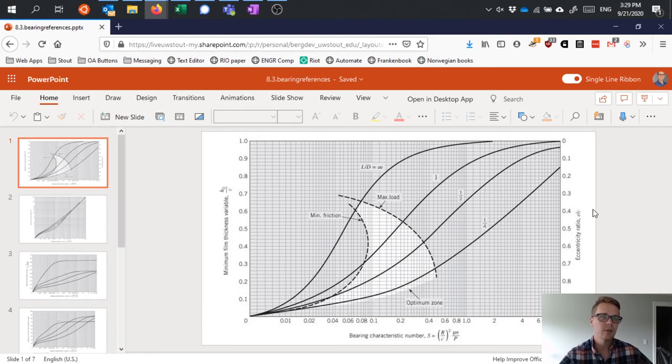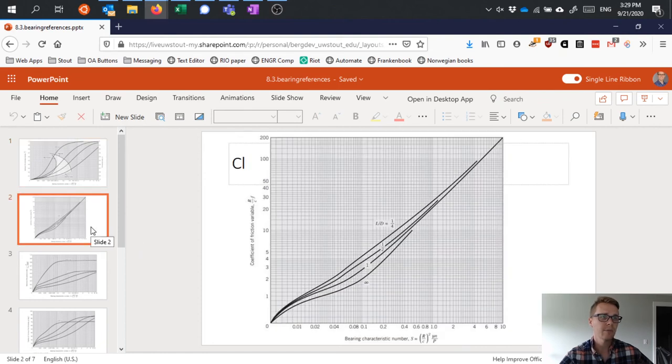eccentricity ratio, not something we're going to worry too much about. But what shows up on the x-axis is this bearing characteristic number. So again, if we can calculate that, we can do a bunch of stuff. So this gives us some interesting information, and it's got this other criteria in here of L over D, and depending what that ratio is, tells us some stuff. And there's a bunch of charts like this that we might find useful.